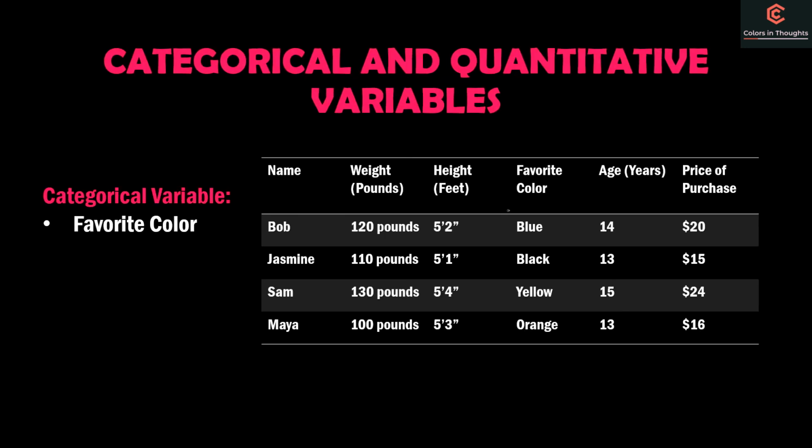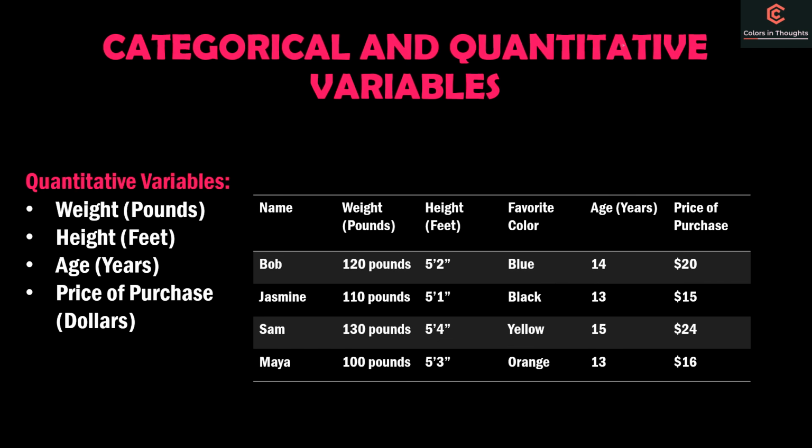Now let's do some practice. We are given a table. The categorical variable is favorite color because we can group the participants by their favorite color. The quantitative variables are weight, measured in pounds, height, measured in feet, age, measured in years, price of purchase, measured in dollars. We can find the average of all of these given values, which is how we know that these are quantitative variables.